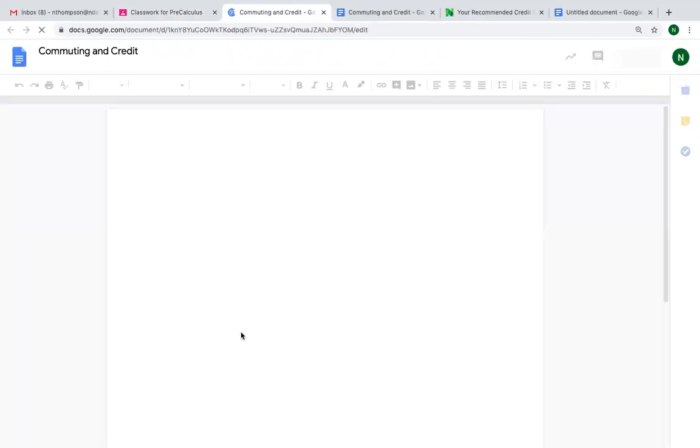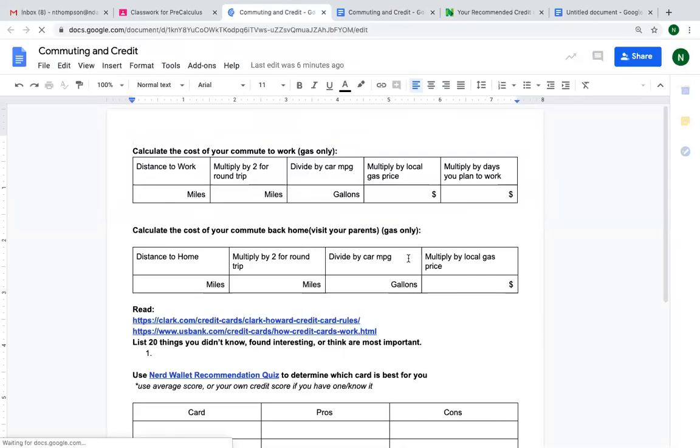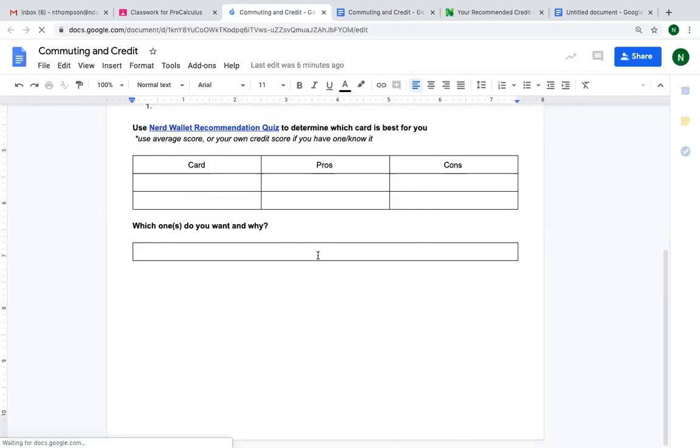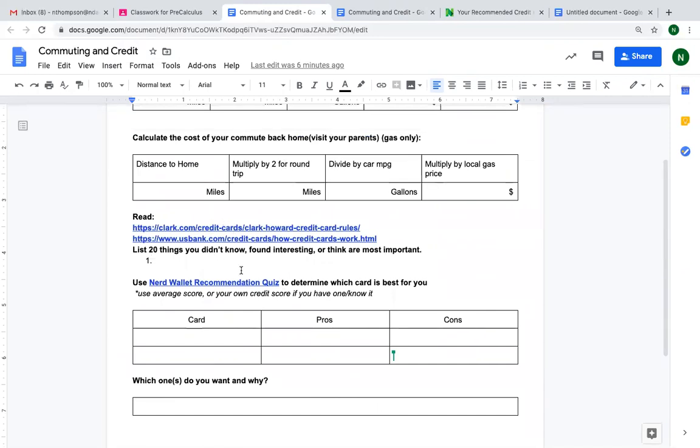In that last box where it says which one would you pick and why, just tell me which one, or you can have more than one credit card. So maybe you'll say I want both for a specific reason, which you might learn more about in these 2 links. Does anybody have any questions about all of that? No. Okay, sounds like we're all good to go.